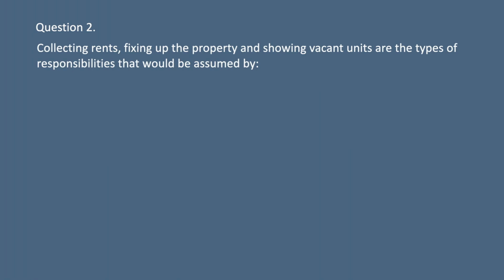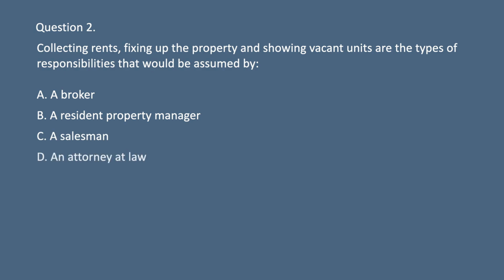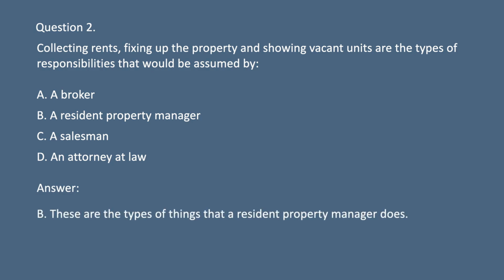Question 2. Collecting rents, fixing up the property and showing vacant units are the types of responsibilities that would be assumed by A. A broker, B. A resident property manager, C. A salesman, D. An attorney at law. Answer: B. These are the types of things that a resident property manager does.